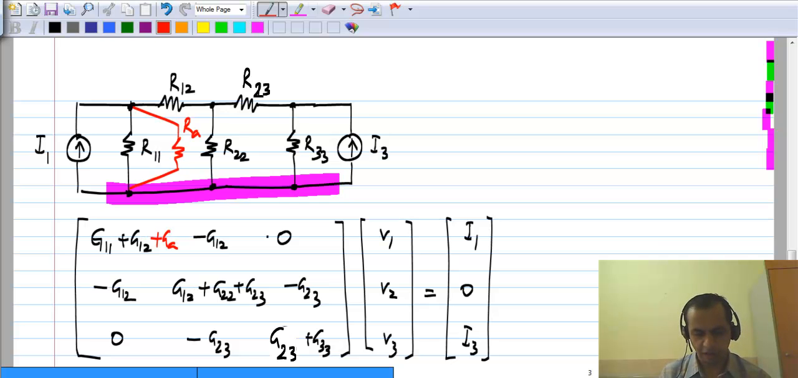So simply GA will appear here. This parallel combination tells you that wherever you had G11 earlier, now you should have G11 plus GA. That's exactly what happens, and that's also consistent with the diagonal element being the sum of the total conductances connected to a particular node. Now let me remove this.